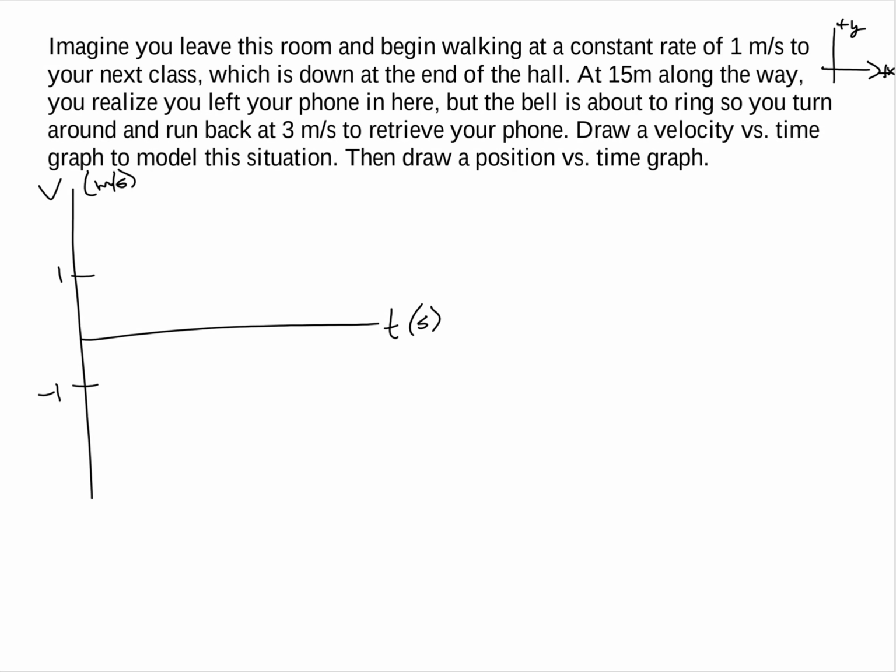Negative direction? Okay, fine. Yeah. So what is our velocity when we walk down the hall? -1. -1, fine. Okay, so how long do we walk down the hall? For 15 meters. For 15 meters. So 15 seconds. So that means it took us 15 seconds to do that.